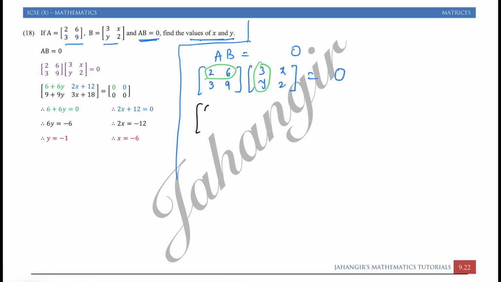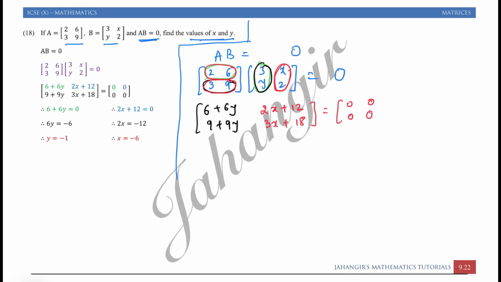We can write 2 3s are 6 plus 6y. Then second row, first column, 3 3s are 9 plus 9y. Then first row, second column, 2x plus 6 2s are 12. Second row, second column, 3x plus 9 2s are 18, which is equal to 0, 0, 0, 0.